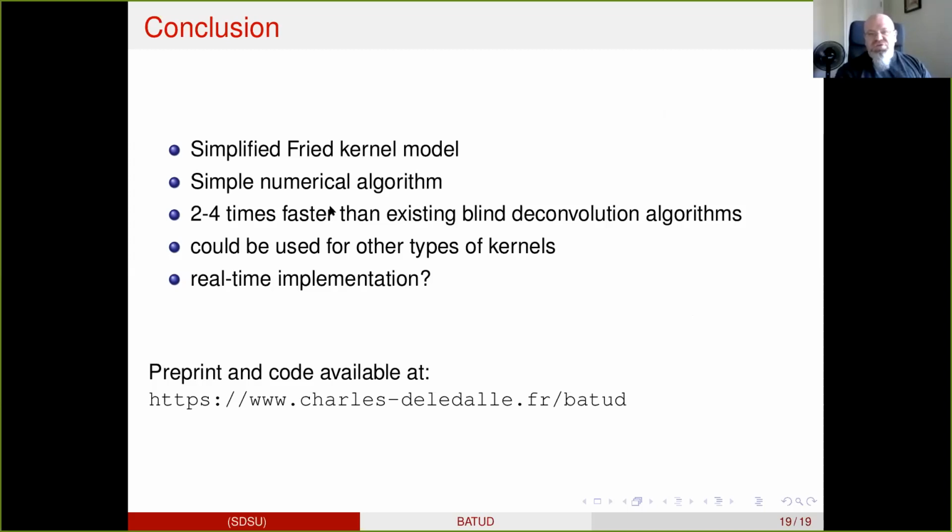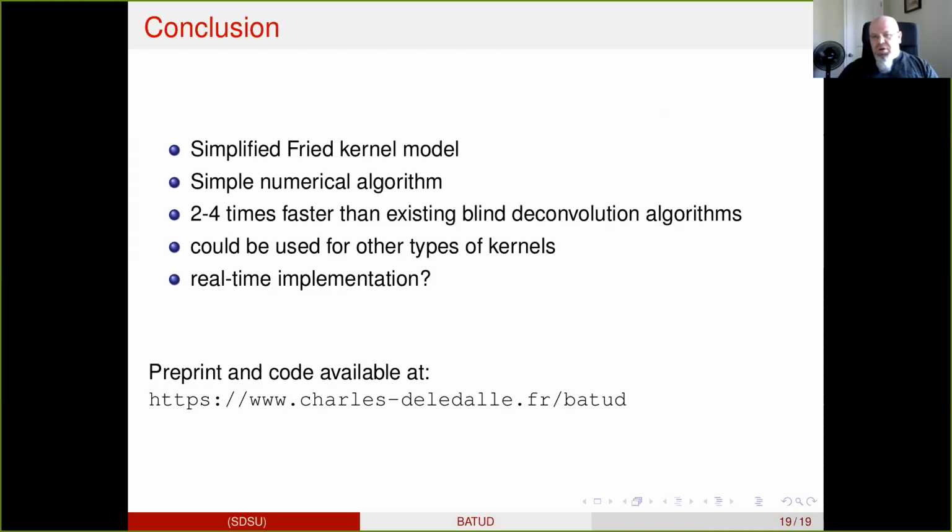And it's actually 2 to 4 times faster than all the existing blind deconvolution algorithms that we tried, which is also a huge advantage over the state of the art. I already mentioned that you can use it for other types of kernels. And we are pretty sure that it should be feasible to have a real-time implementation of that method, because what takes most of the time is the FEPLL part. But from what Charles told me, they are convinced that it can be run in real time. It's just a matter of optimizing the code in a proper way.